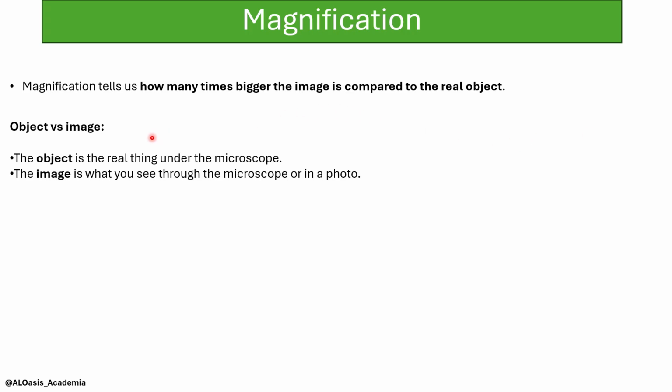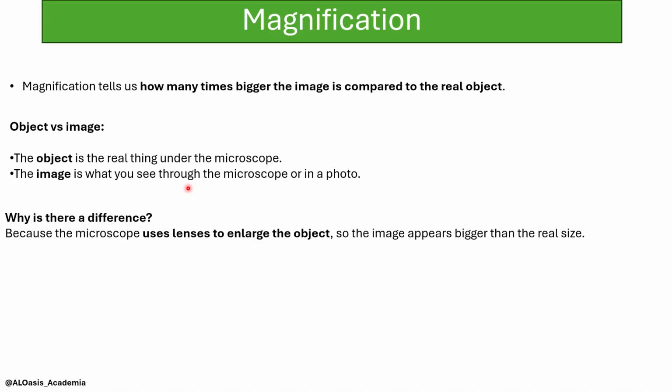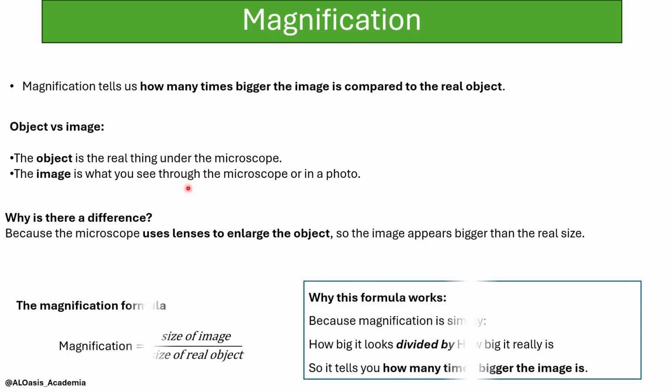You need to understand that there is always a difference between the object size and the image, or what you look at under the microscope. The object, as we said, is the real thing that you put on the stage of the microscope and look at. The image is what you see through the microscope or in a picture. So why is there a difference? As we said before, the compound light microscope uses two lenses that enlarge the object, and the total magnification is the product of the enlargement of each of these lenses.